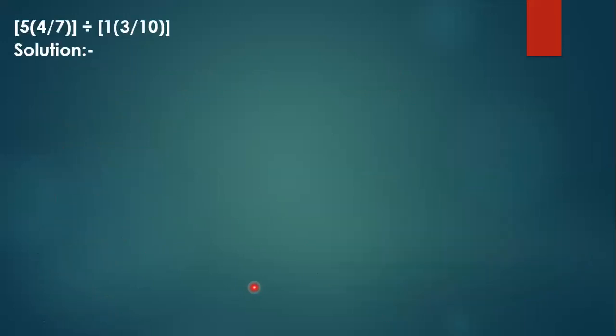Next we have 5 4 by 7 divided by 1 3 by 10. Now children, here also you can see both the things are mixed fractions. Nothing to be worried. The very first thing that we are going to do is we will convert the mixed fraction into improper fraction. So let's start doing it.